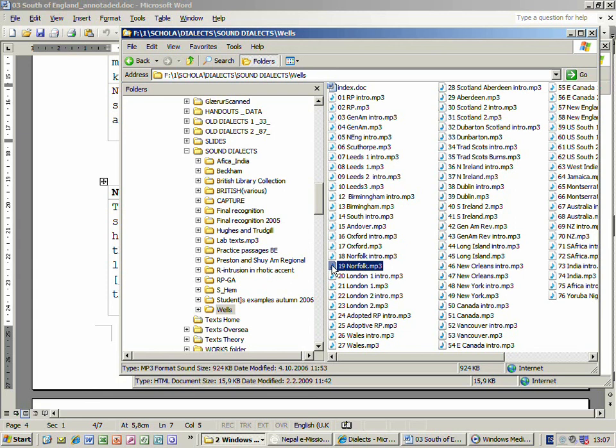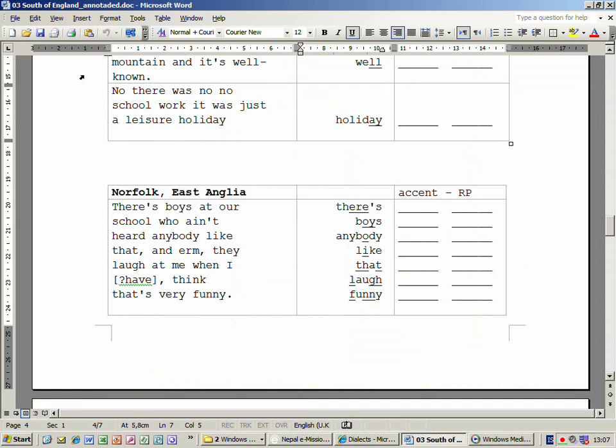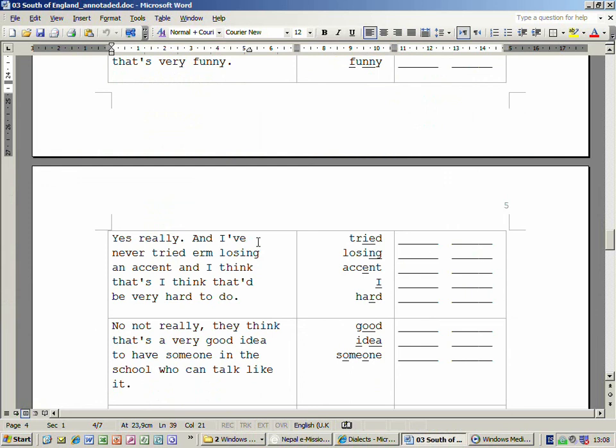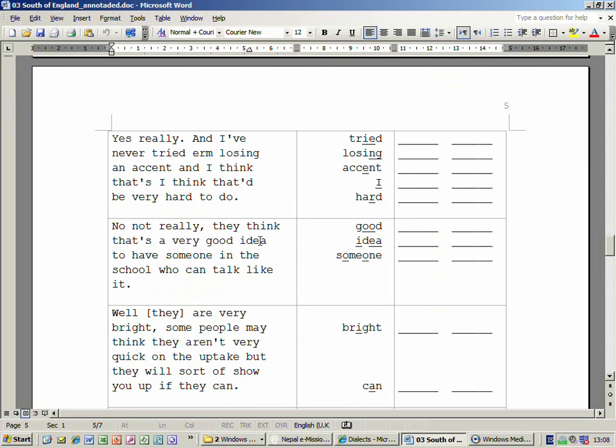There's boys at our school who ain't heard anybody like that. And they laugh at me when I hear them. Think that's very funny. Isn't it a good thing to preserve accents? Yes, really. And I've never tried losing an accent, and I think that'd be very hard to do. What's your school doing about your accent? Do teachers try to correct you at all? No, not really. I think that's a very good idea to have someone in the school who can talk like it.